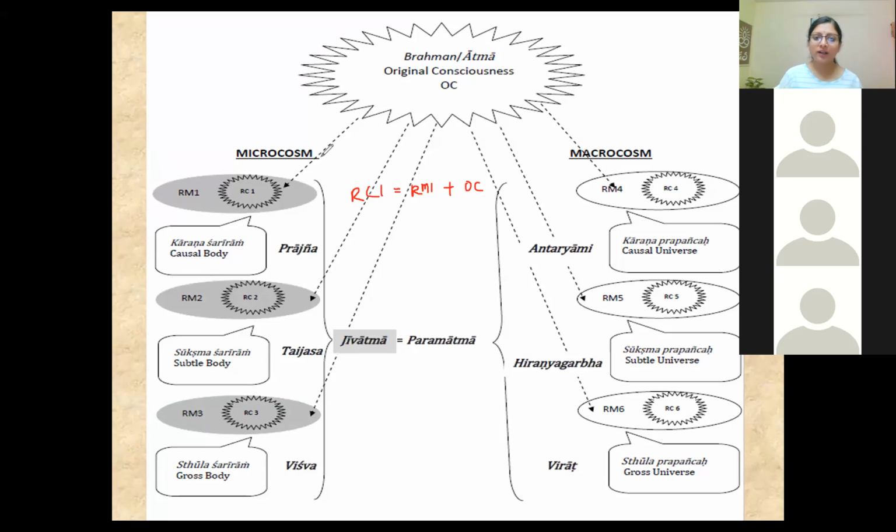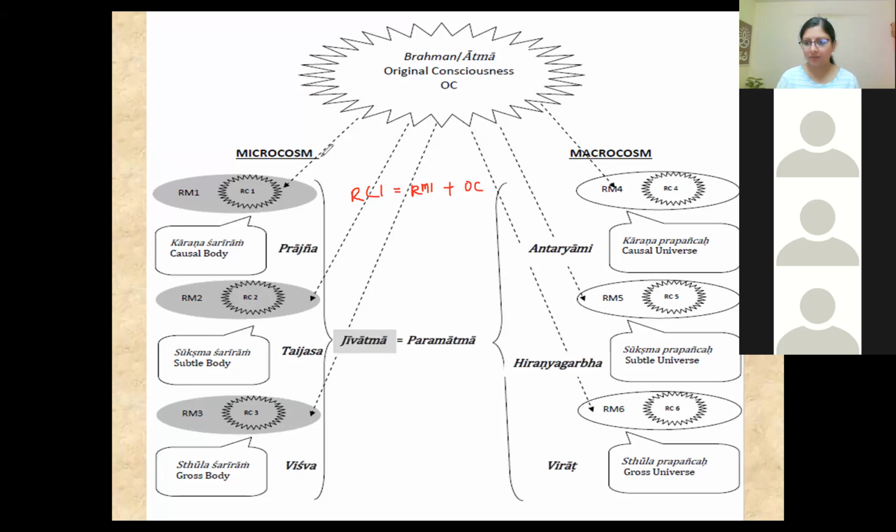So what is called RC is nothing but RM plus OC, because the reflection is equal to the original plus the mirror. That is why all of these RCs that we see are equal to their respective RM plus the common one, which is OC. Now, what is Jivatma? Jivatma is RC1 plus RC2 plus RC3. Jivatma is the individual, right? The individual has the 3 bodies, and the 3 bodies are backed up by OC. So that is why RC1 plus RC2 plus RC3.